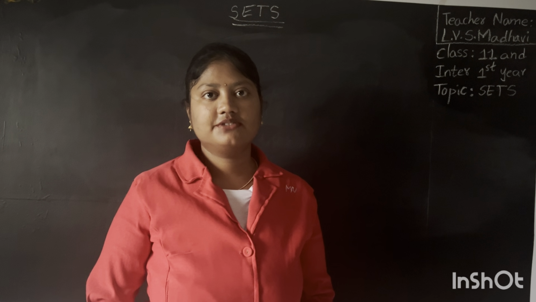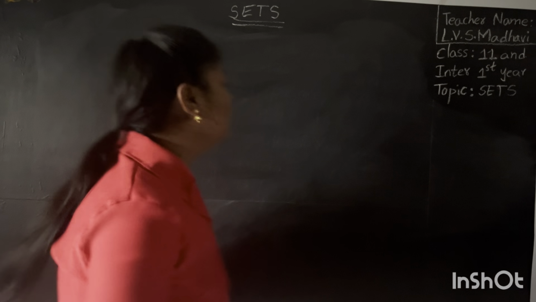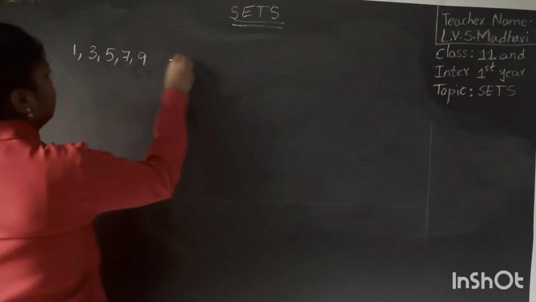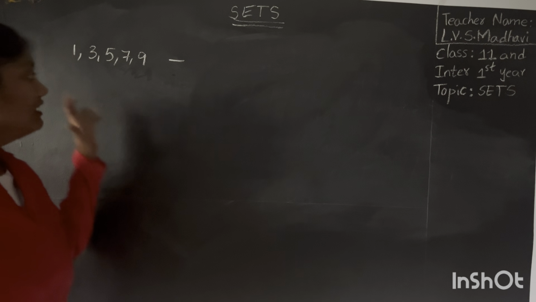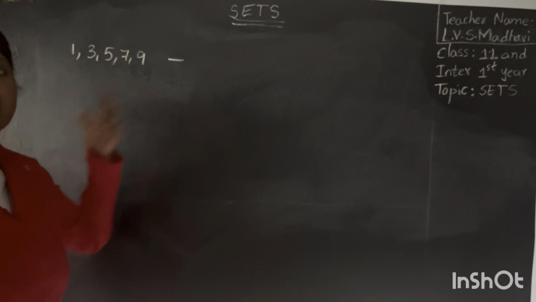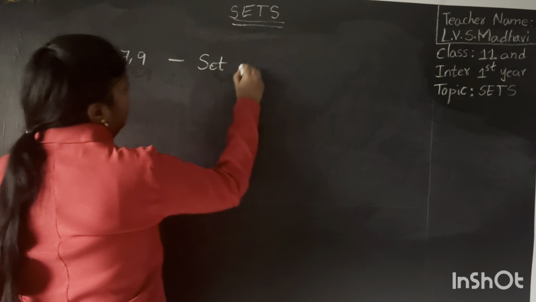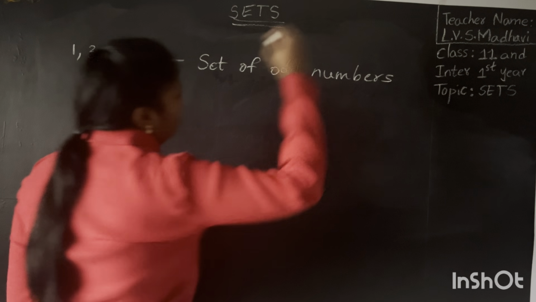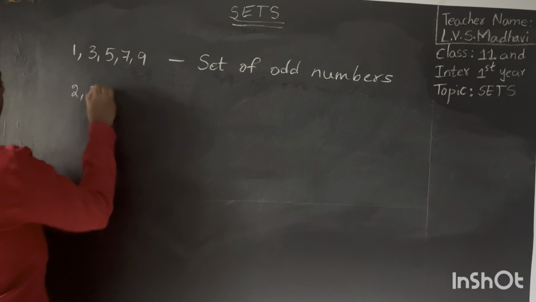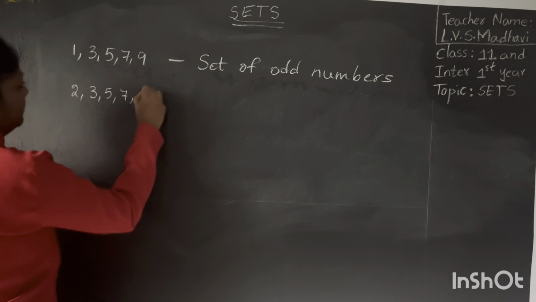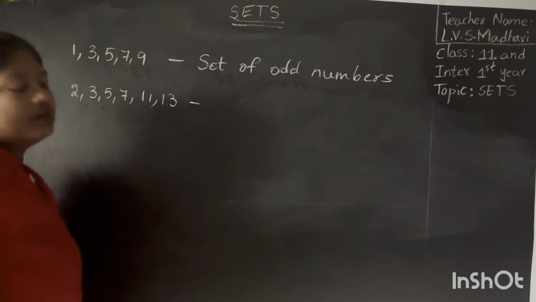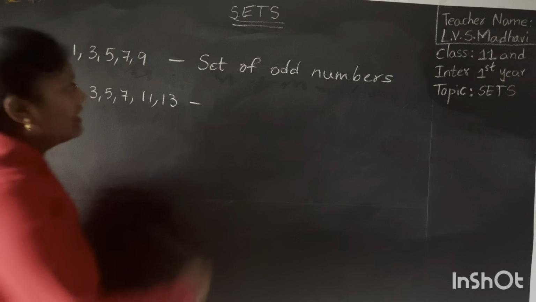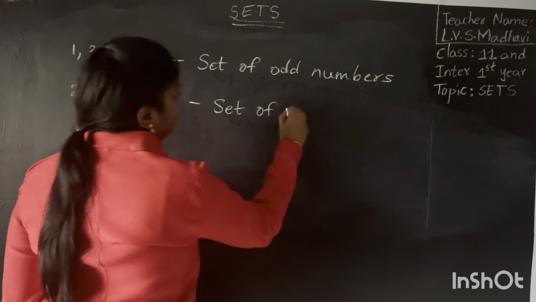I'll write some examples of sets and you try to tell the name of that set. For example, if I write 1, 3, 5, 7, 9, what are these numbers? These numbers are odd numbers. So we can write it as a set of odd numbers. Next, if I write 2, 3, 5, 7, 11, 13, what are these numbers? These numbers are prime numbers. So we can write it as a set of prime numbers.